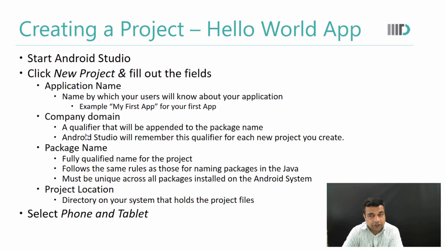The last field is a project location, which is nothing but the directory location in which you will store your project. Once you have filled all these fields and click next, you come to a screen which asks you for the target. Currently our target is phone or tablet. Android Studio also gives us choice to develop applications for Android Wear, Android Glass, and Android TV. In this course, we will only be developing applications for phones and tablets, so we choose phone and tablet.